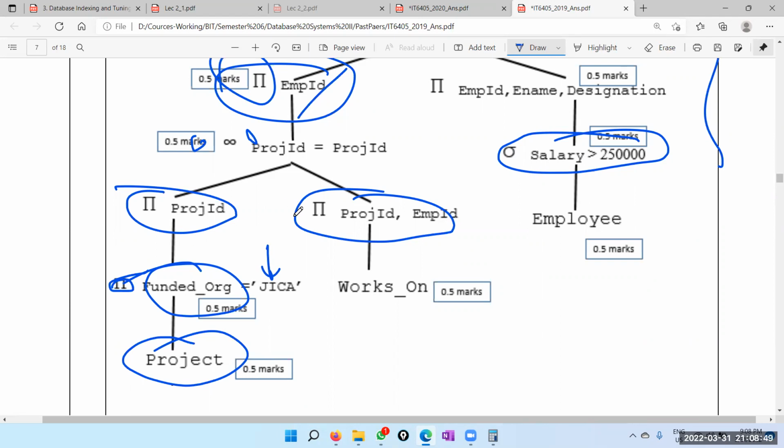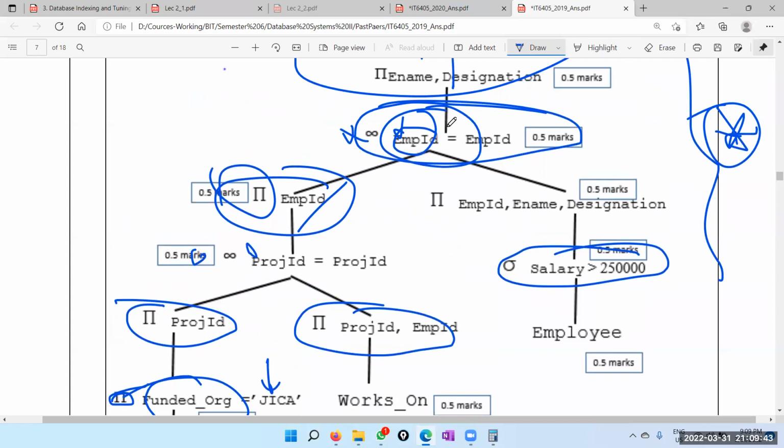For this one, you don't need an index, right? Because you are not doing any sigma. So the normal primary index you can use, that is the project ID. Sorry, works on has the composite primary key, the project ID and employee ID. Now here it is a range query. So for salary, we can have a B plus tree index because it's a range query. It's not something where a hash index is going to work. For this kind of thing, B plus tree is better.